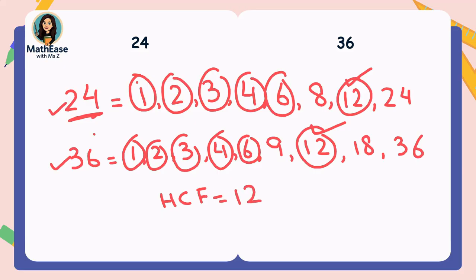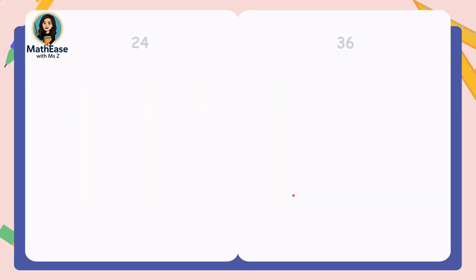Now here's a little challenge for you. Can you try finding the HCF of 18 and 30 using the same method we just used? List down all the factors, pick out the common ones, and then tell me the highest one in the comments below.